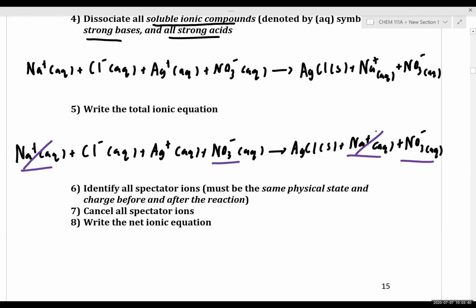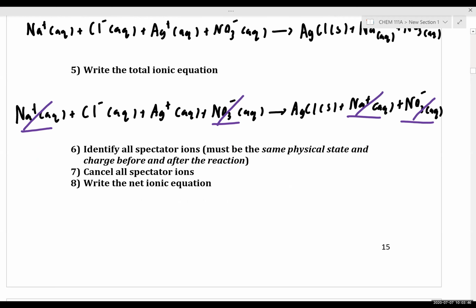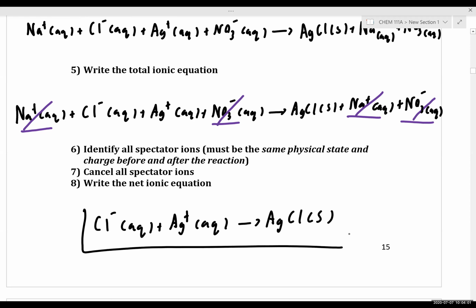So all we have to do is cancel our spectator ions. And then we write out our remaining net ionic equation. So we have Cl minus aqueous plus silver plus aqueous leads to silver chloride solid. So this is our net ionic equation. It describes only the ions and chemical species that actually participate in a chemical reaction. Okay, any questions on this example?